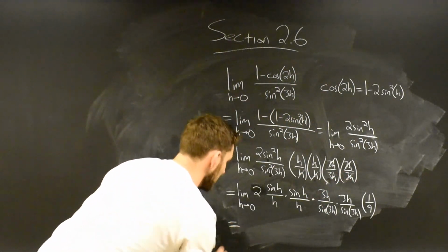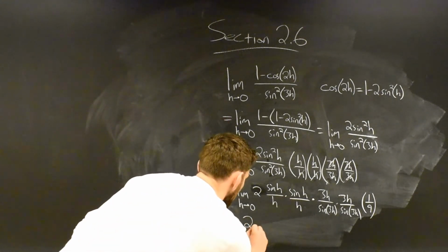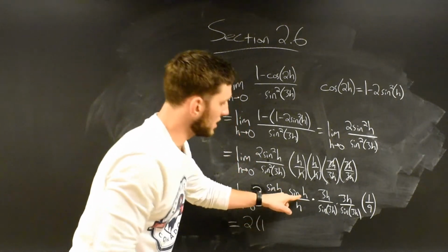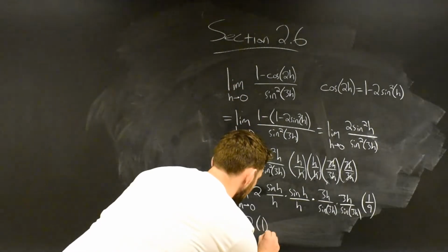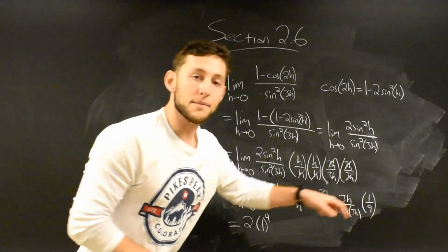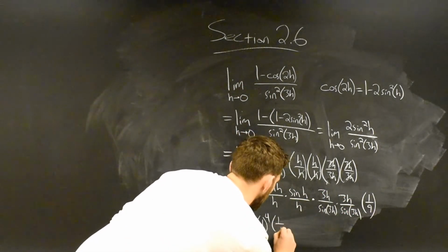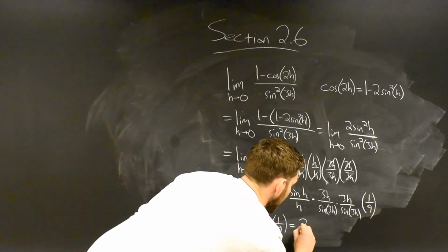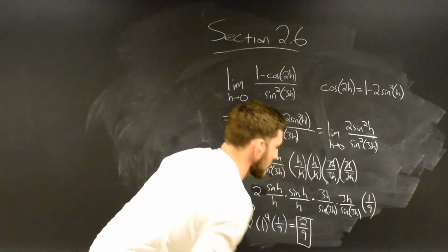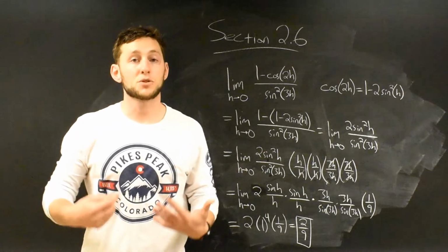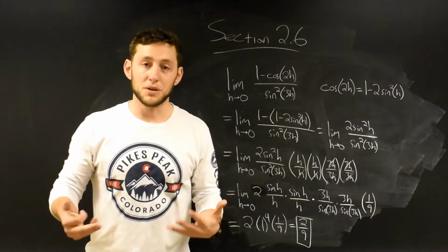Ultimately, if we take this limit then, we're guaranteed to have 2 times 1 times 1 times 1 times 1 times 1/9, which gives me a final answer of 2/9. So sometimes we have to use a trig substitution before we use our trig rule.